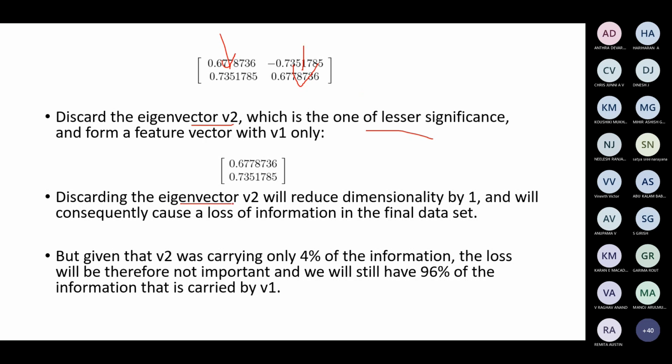Discarding the eigenvector v2 will reduce the dimensionality by 1 and consequently cause some loss of information in the final data. But v2 was carrying only 4% of the information, while v1 still carries 96% of the information. So it will not affect accuracy that much.